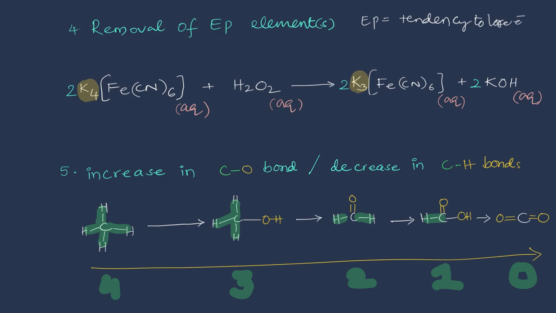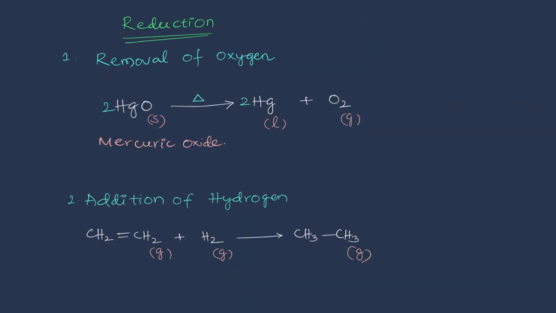Therefore, the number of carbon-hydrogen bonds decreases and carbon-oxygen bonds increase. So here carbon-oxygen bonds increase from left to right: here 0 carbon-oxygen bonds, here 1, here 2, here 1, 2, 3, and here 4 carbon-oxygen bonds are present. So the number of oxygen bonds increasing means nothing but addition of oxygen, therefore oxidation increases. That is called oxidation.